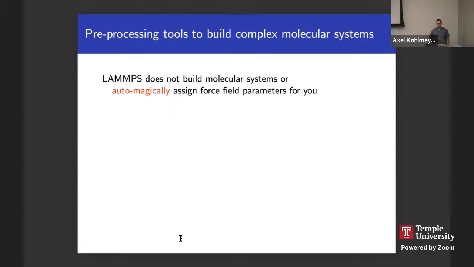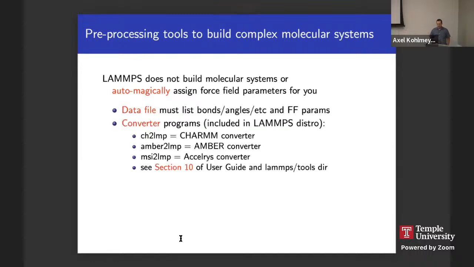Okay, so you have LAMMPS. How do you build a complex molecular system? Well, unfortunately, LAMMPS is not magic. It can't just magically assign force field parameters or build molecular systems for you. So how do you do that? You need a data file. The data file lists the bonds, angles, and force field parameters of your model.